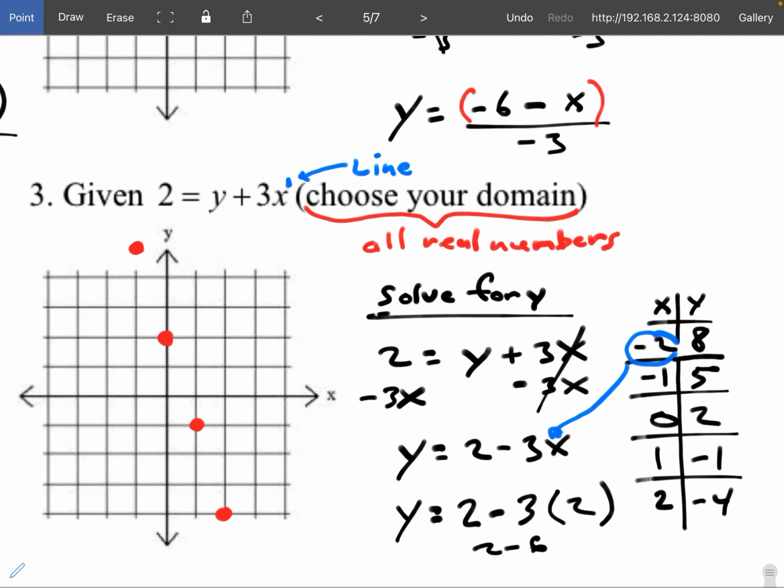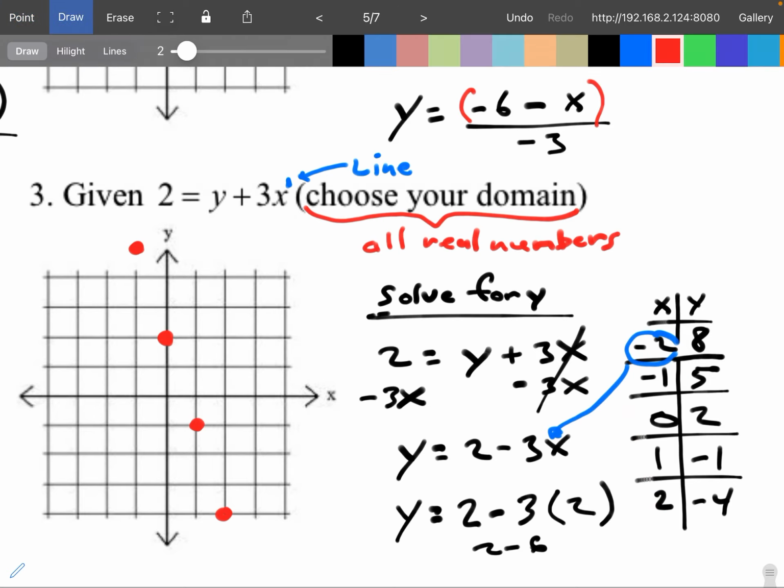Yes. Do I connect them? No. Well, my domain is all real numbers. That means this chart that I made right here, I can make that as long as I want. I can put fractions in there. I can put decimals. So that's going to fill in all the points in between those 4 points that I plotted then, right? Exactly. Yep, so you got to connect the dots on this one.